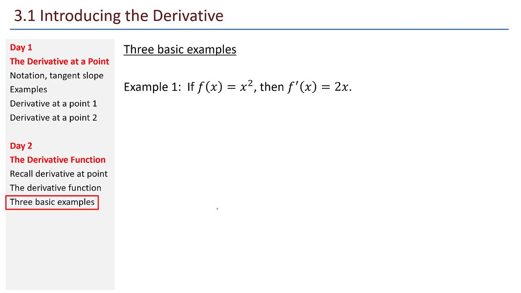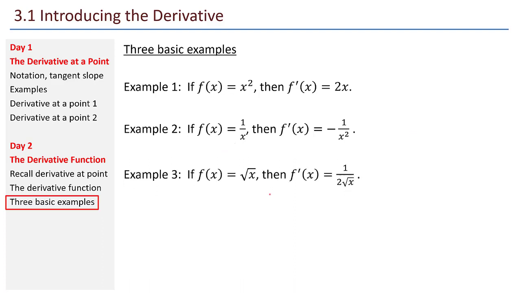So there are three basic functions whose derivatives we will see again and again and again. The first one we just did. If f of x equals x squared, then the derivative is 2x. If f of x equals 1 over x, then its derivative is negative 1 over x squared. And if my function is the square root of x, then its derivative is 1 over twice the square root of x. Now, in a moment, on the next two slides, I will go through the proofs of these formulas, just like I did on the previous slide for x squared and showing that its derivative was 2x.